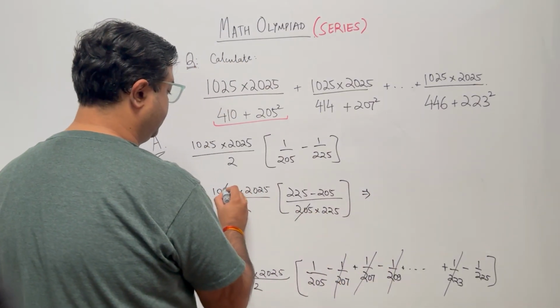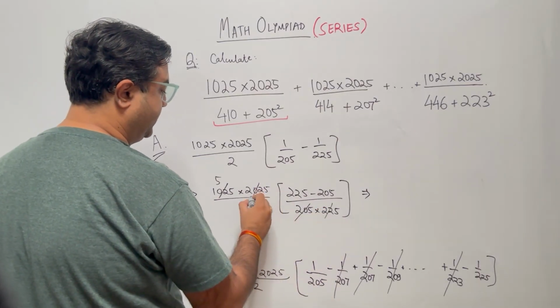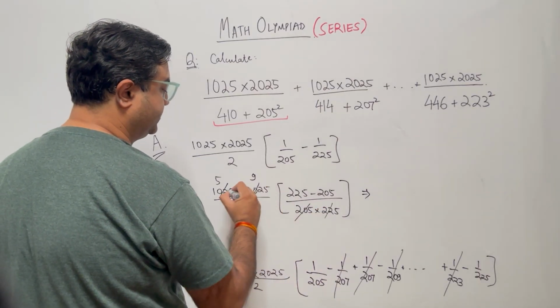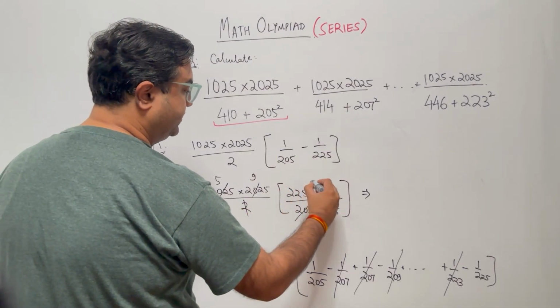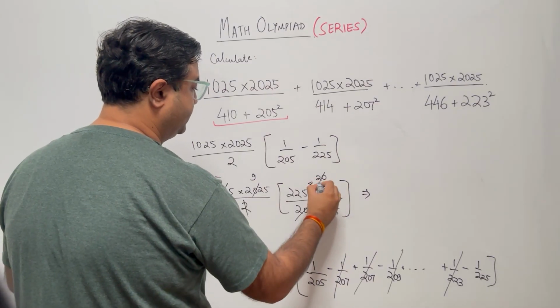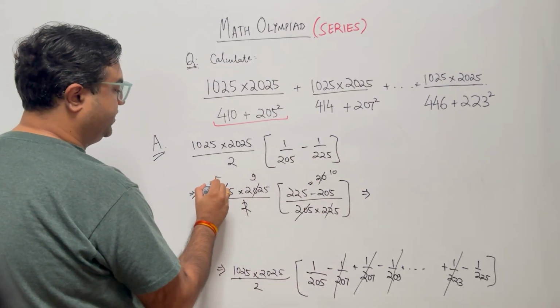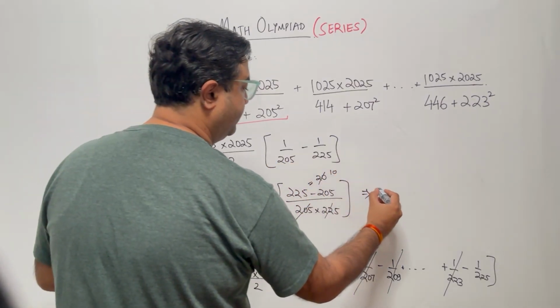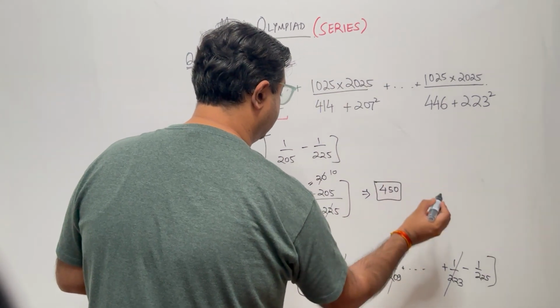So this will divide this 5 times, and this will divide this 9 times, and this is going to be 20, so this will divide this 10 times. So 9 into 5 is 45, into 10 is 450. So that is our answer.